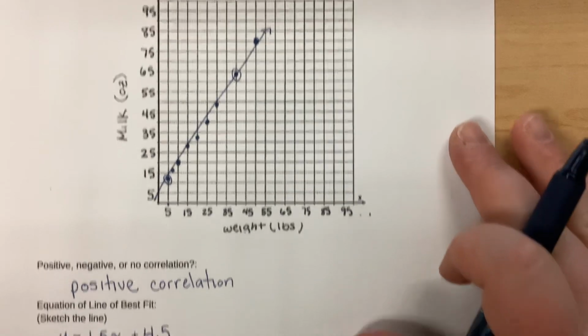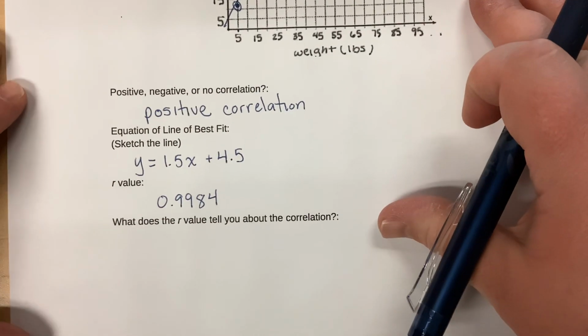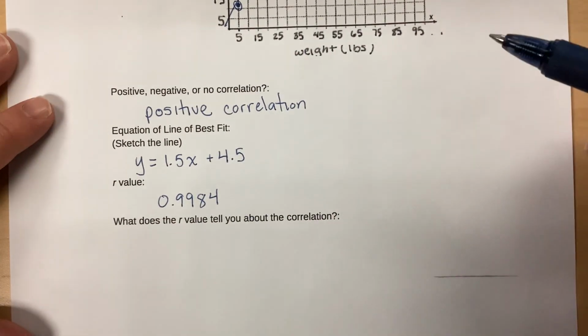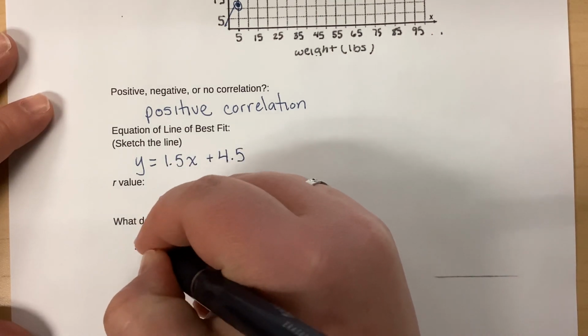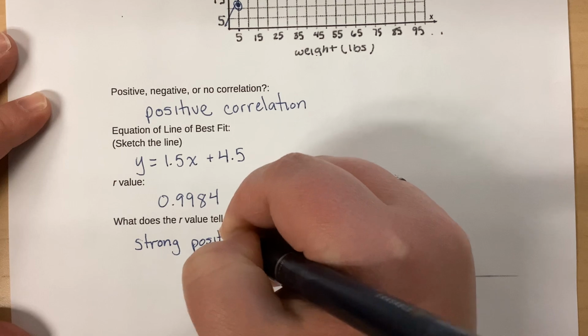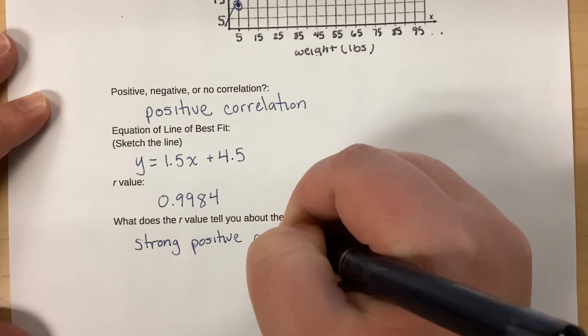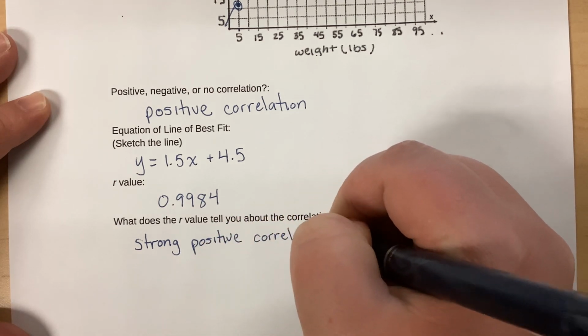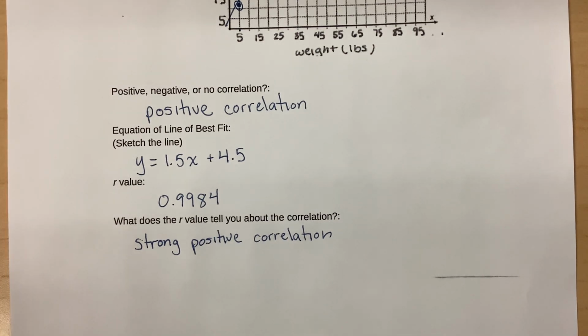All right, and then here is the equation that I wrote, and since this is almost 1, that means it's definitely strong. So this is a strong positive correlation. And again, we should have drawn the line of best fit on the last graph, so make sure that you practice that as well. But that's it. That's how you do correlation and line of best fit.